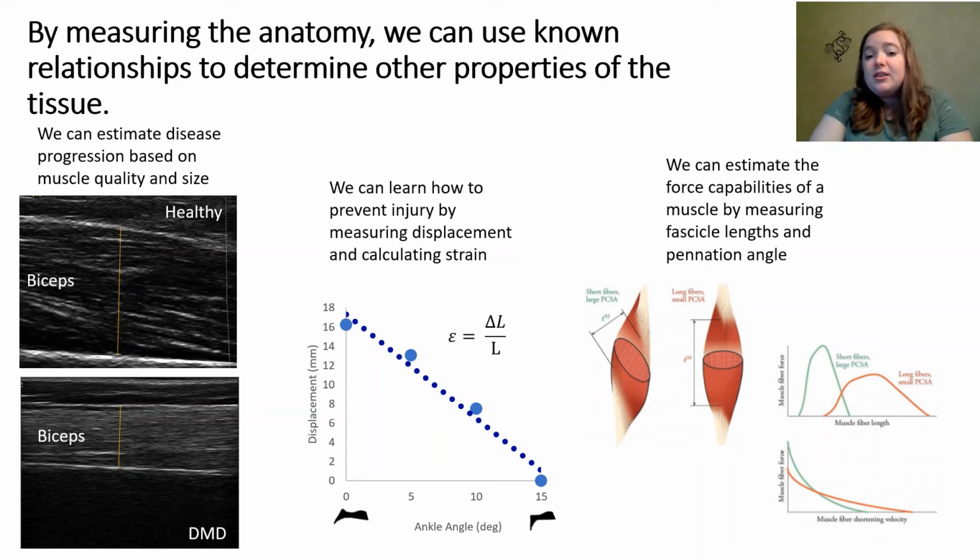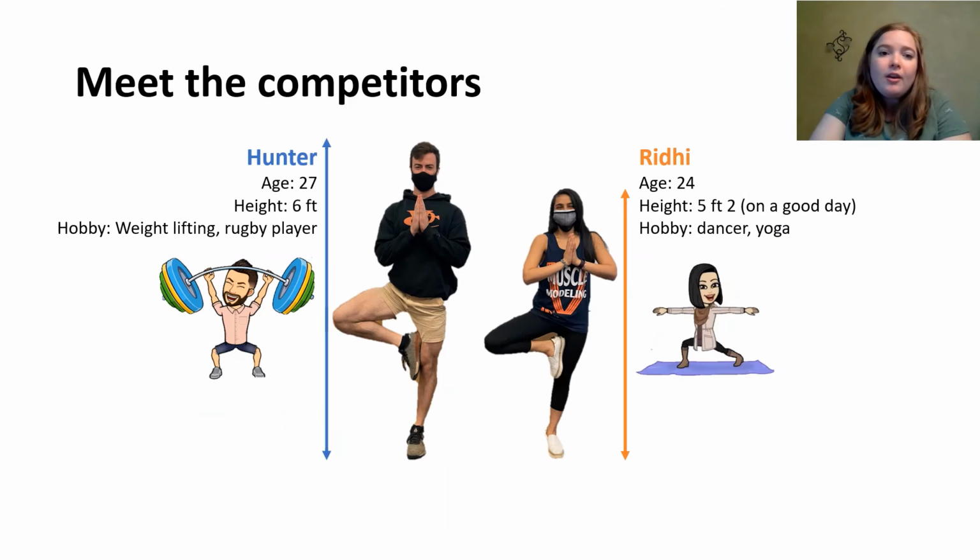And we can see that the length of the fibers and the PCSA affect how much force we're going to be able to produce in that muscle. And so from these relationships, we can calculate and make an estimate of how much force this muscle will be able to produce. So we set up a little example for you guys.